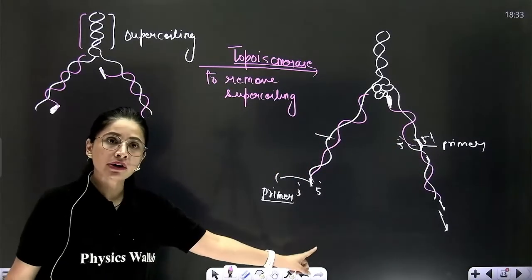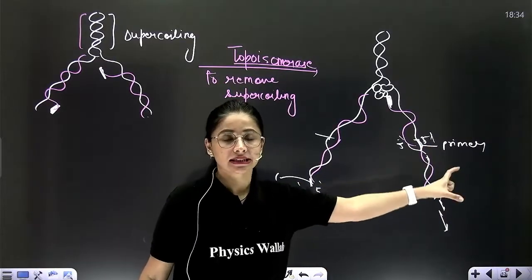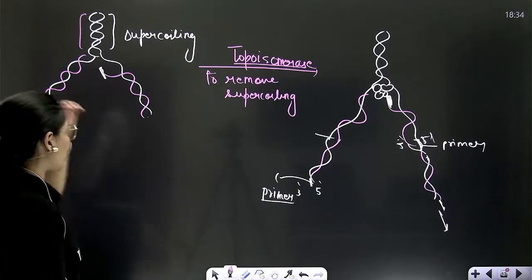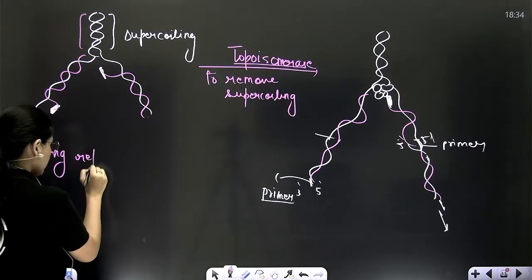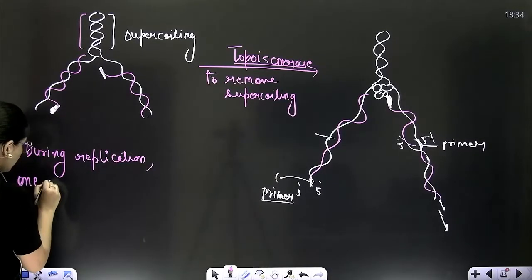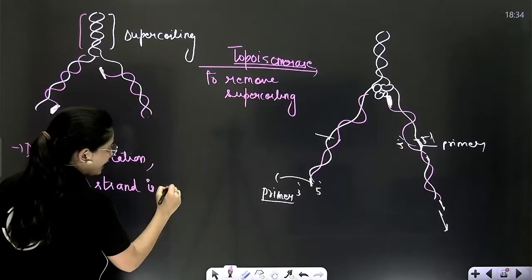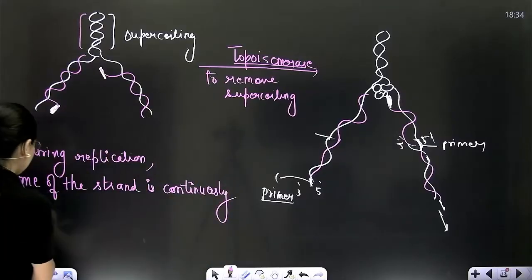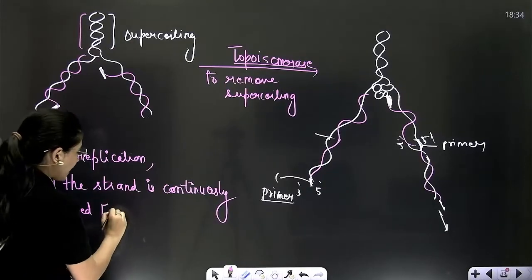That means one of the strands is continuously synthesized, but the other strand is discontinuously synthesized, as on that strand primer needs to be attached again and again. So during replication, beta, one of the strands, the daughter strand, is continuously synthesized, which is called the leading strand.